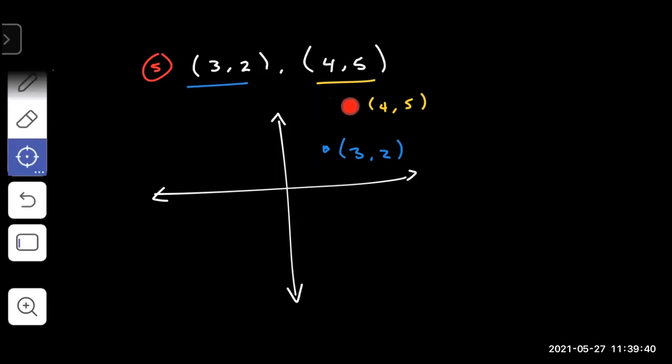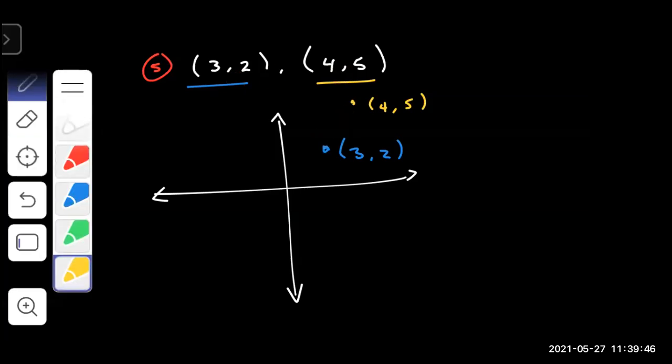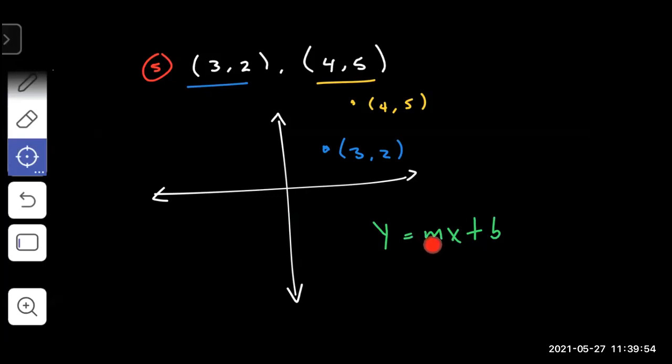Guys, the only information you got so far is the first and second point. But in order to find the equation in slope-intercept form, you need y = mx + b. That means you need to know the slope, m, and you need to know the y-intercept. The y-intercept is going to be a point approximately like here. So, guys, how do we know that?